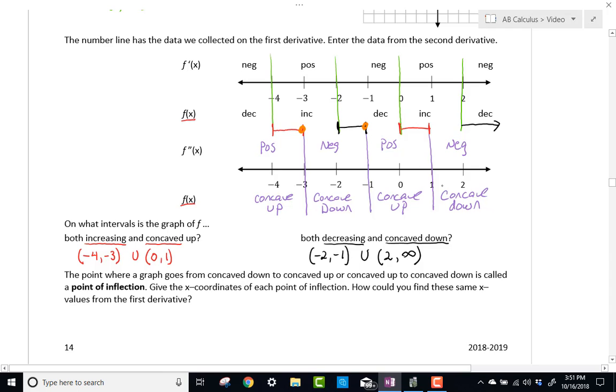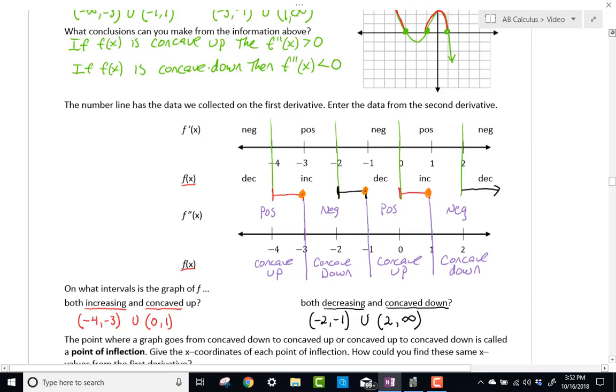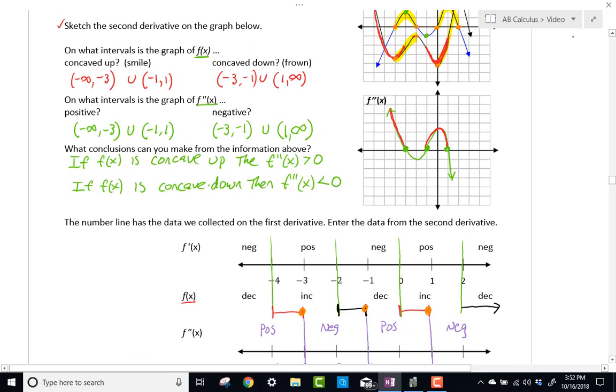And I went from concave up to concave down at +1. So let's go back and look at my graph. Now, I should already know that it should be at x equals -3, -1, and 1. But let's go back and look at the graph of f and f double prime. Look at the graph of f double prime. Look at this: -3 right here, -1 right here, and +1 right here.